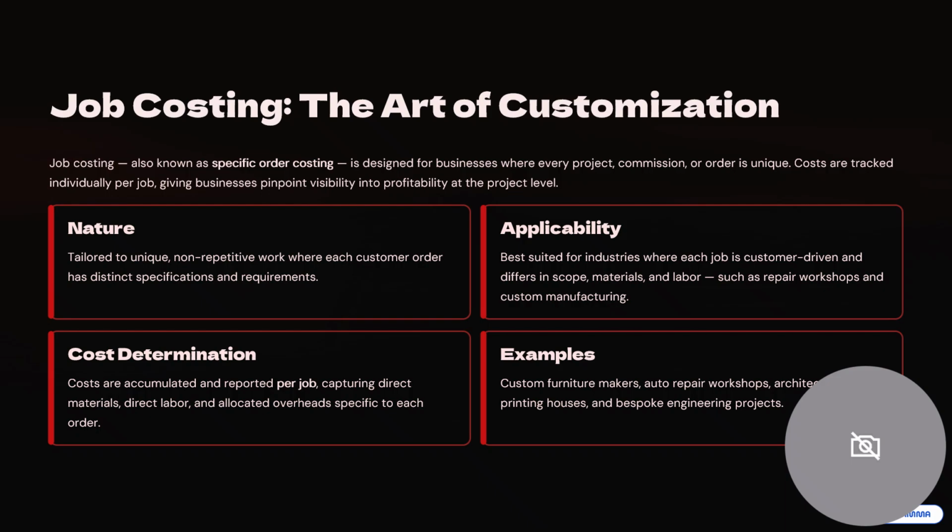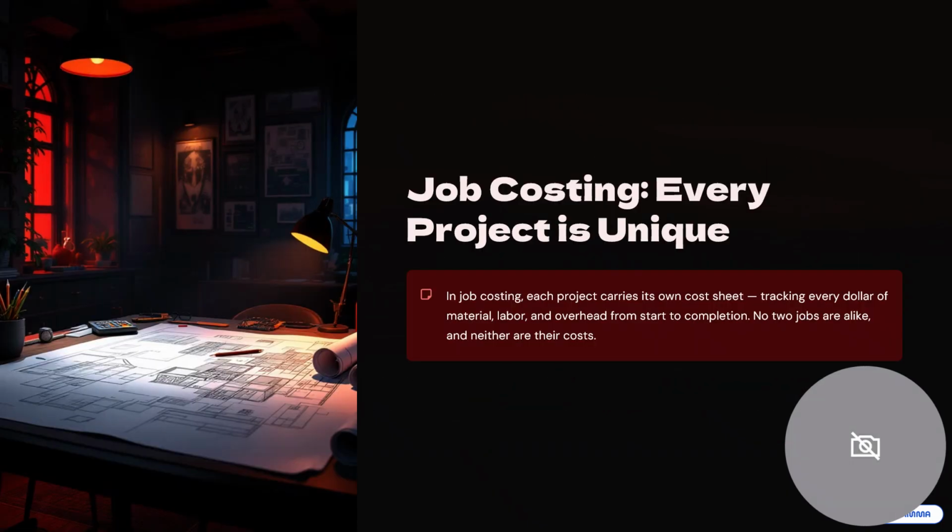In job costing, we prepare a separate cost sheet for each job. It includes the cost of materials, labor, and overhead expenses. For example, in furniture making or car repair, every job is different. So job costing is the best method for such work.